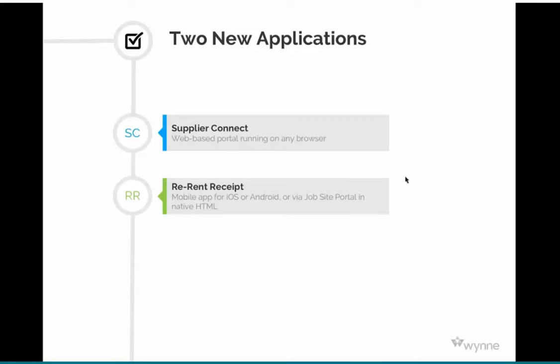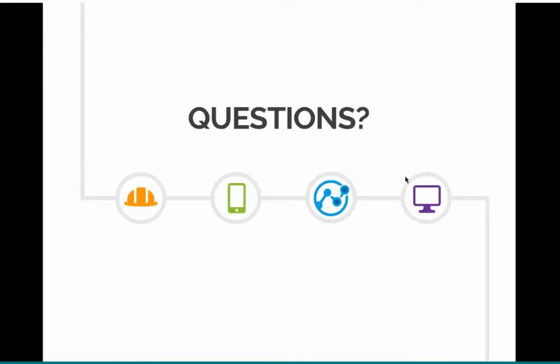And as part of that, we've got the two new applications which are brand new to everything. The first is the Supplier Connect portal, and the second is that re-rent receipt option, which is available either within the job site portal itself or as a standalone mobile app running on either Android or iOS. So you've got those two elements as part of the piece as well. Okay, so I'm going to open it up to questions and hand it back to Jill to moderate in terms of handling questions.